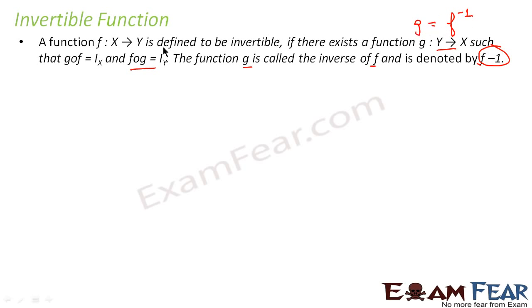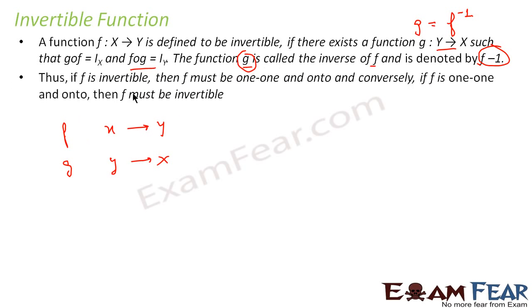So if you have a function from X to Y, and there is this function g from Y to X, just the inverted way. And if you take f of g, that becomes I_X. If you take g of f, that becomes I_Y. In that case, g is called the inverse of this function f.